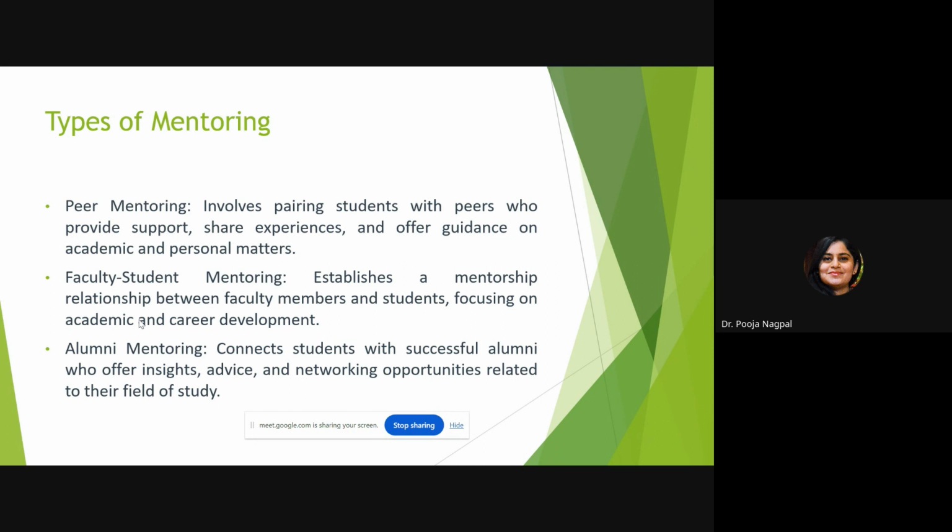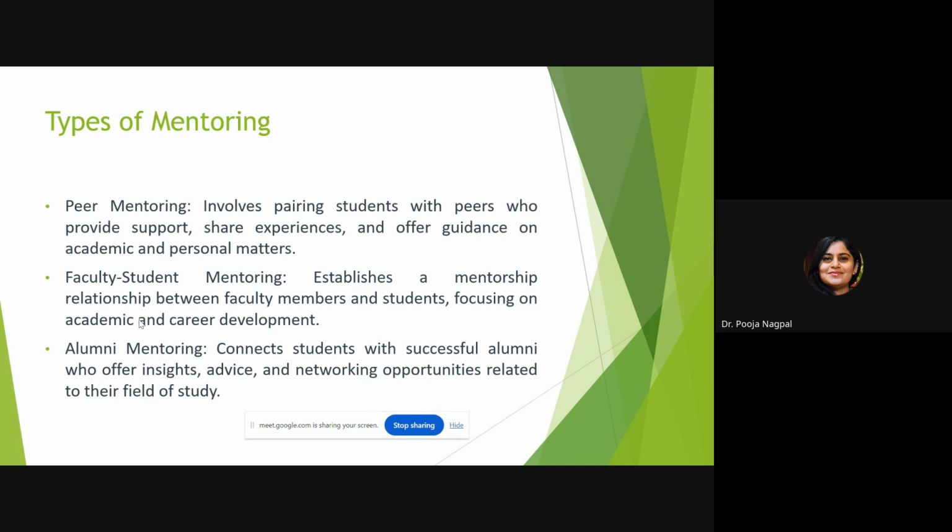You can go for peer mentoring by creating a peer with different department also. And next one is faculty student mentoring, which establishes a mentorship relationship between faculty members and students, focusing on academic and career development. Basically, this is the basic approach the institutions and universities are following. That is faculty student mentoring.